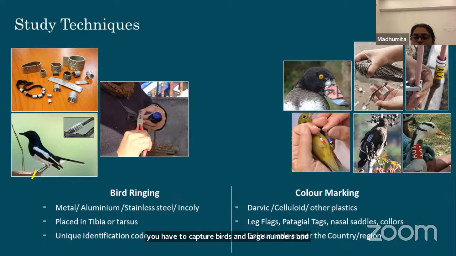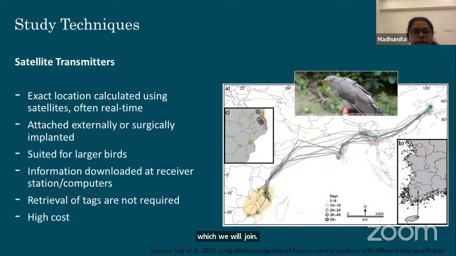So once a color-marked bird is seen somewhere in China, the bird watcher may inform this particular agency that they have seen it, and it's a straight line connection which we will join. Of course, we don't know how it reached. It's just a straight line connection which we will make.